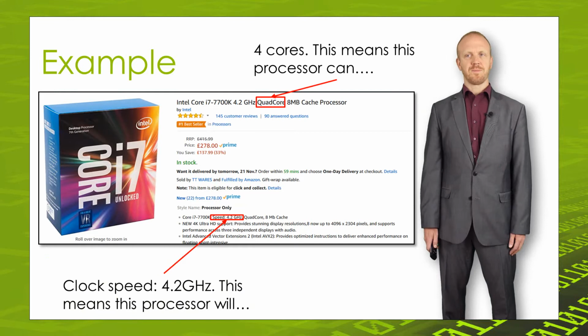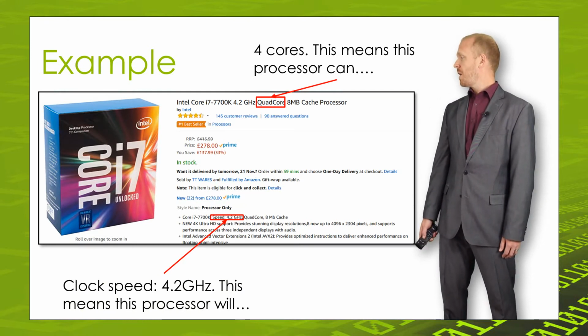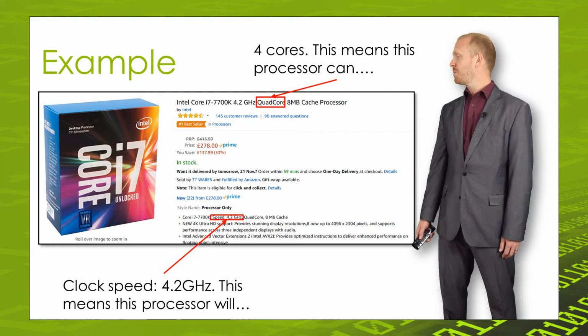Here's an example, highlighting that it's got quad core and then explaining what that means, highlighting that its clock speed is 2.4 gigahertz and explaining what that means.